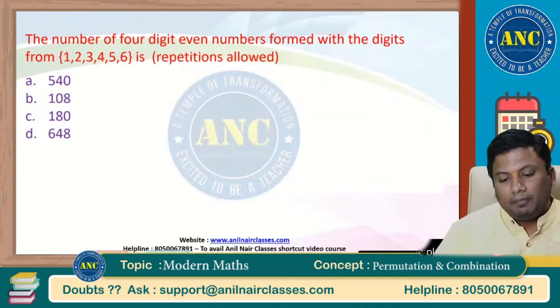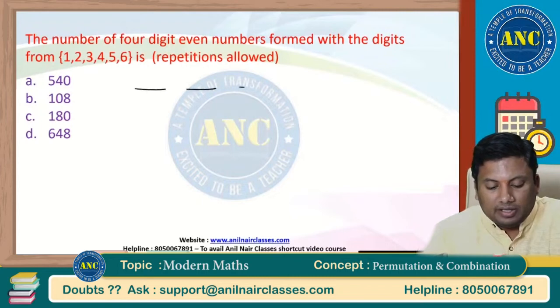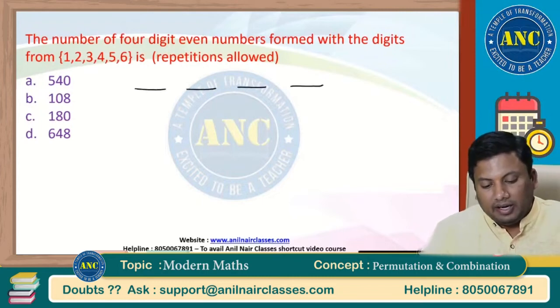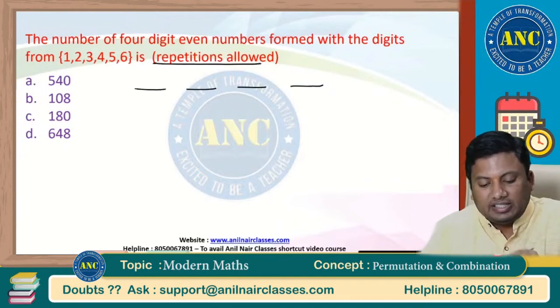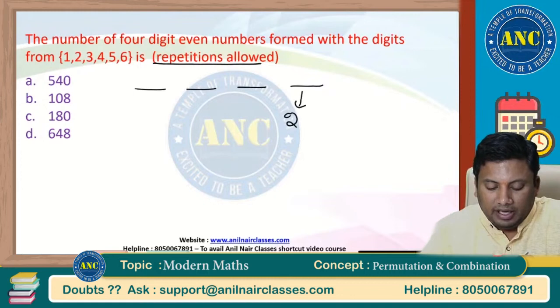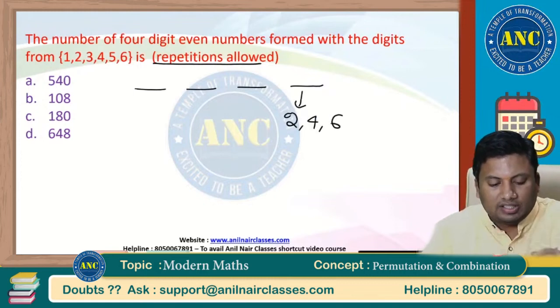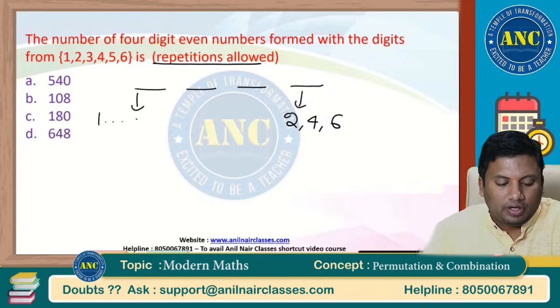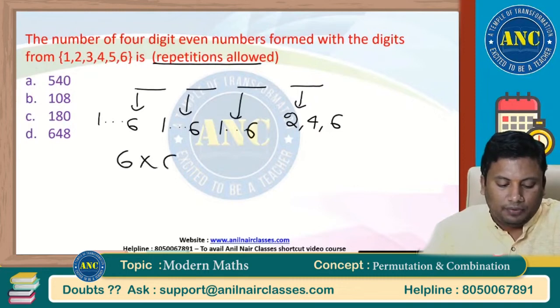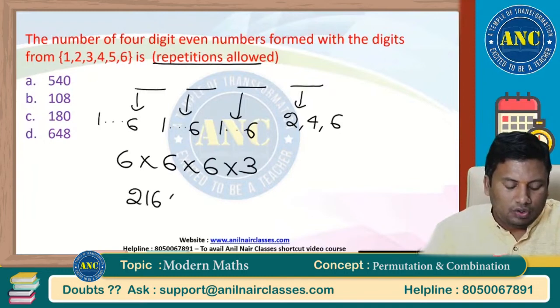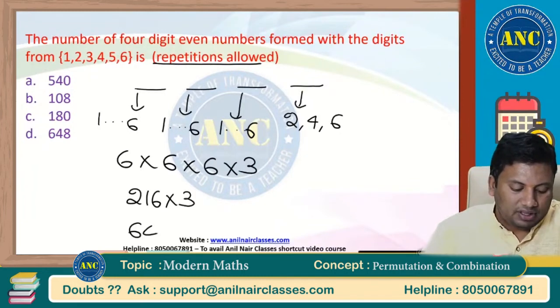Next one. Number of 4 digit even numbers where the repetition of the digits is allowed. So unit digit can be either 2 or 4 or 6. Here there is no 0, so it can come from 1 to 6. 6 into 6 into 6 into 3. This is nothing but 216 into 3. Answer for this question is nothing but 648.